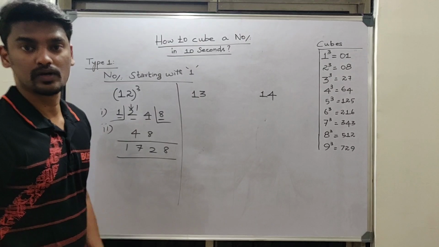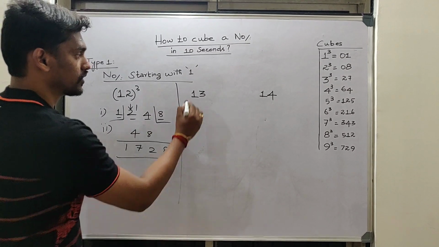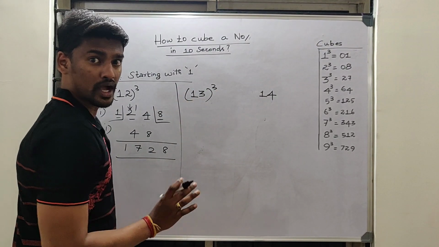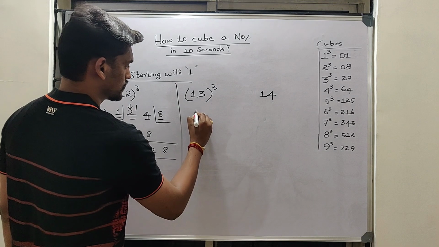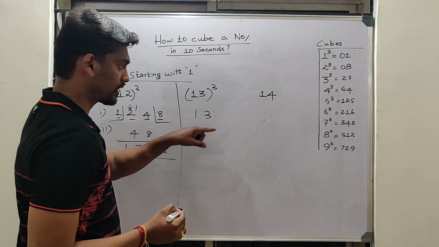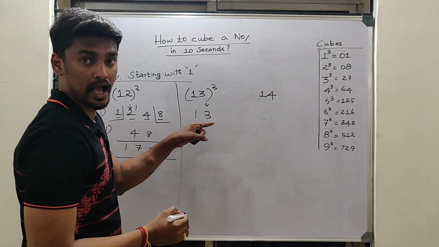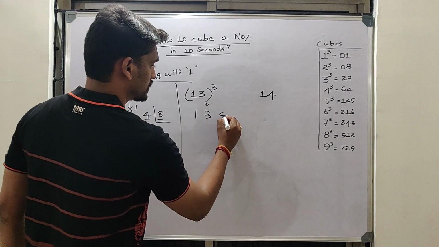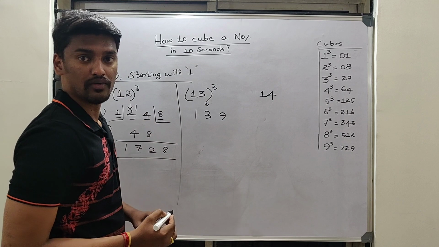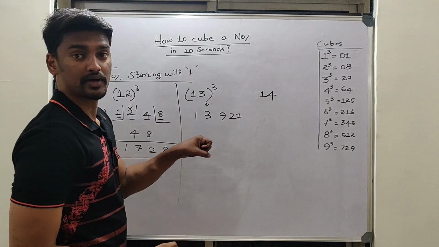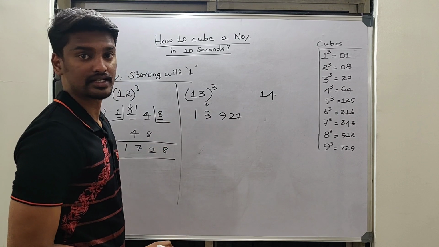Now we'll try a similar approach for 13. So 13 cube. I am going to write the number as it is. So 1 and 3. What I have told, in the third place, you have to take the second number which is nothing but 3 and square it. So 3 square is 9, and in the fourth place we have to cube the number. So 27. Cube which number? Cube the second number which is written over here.